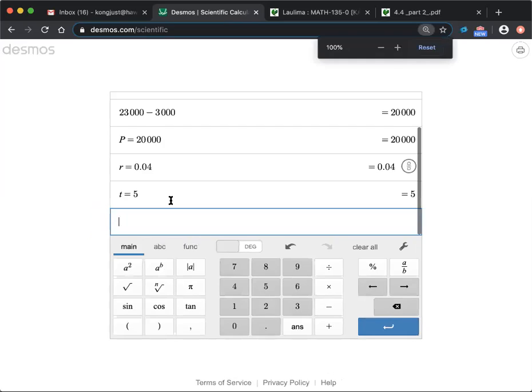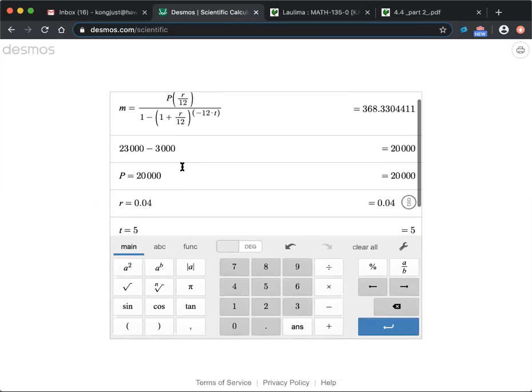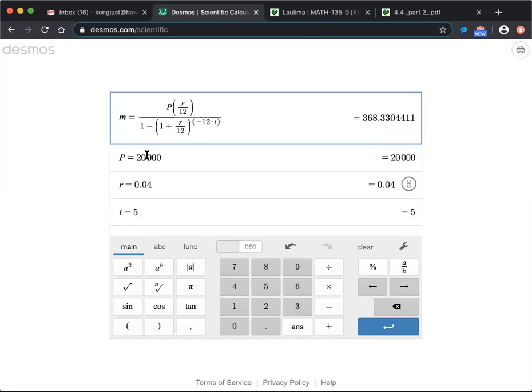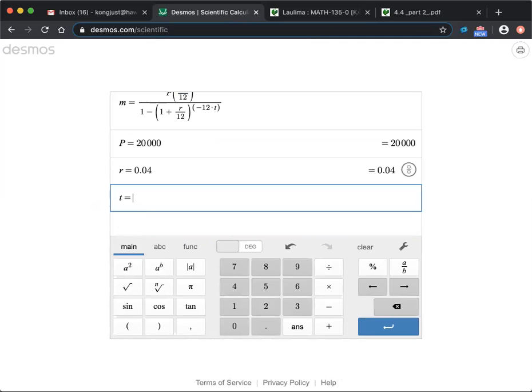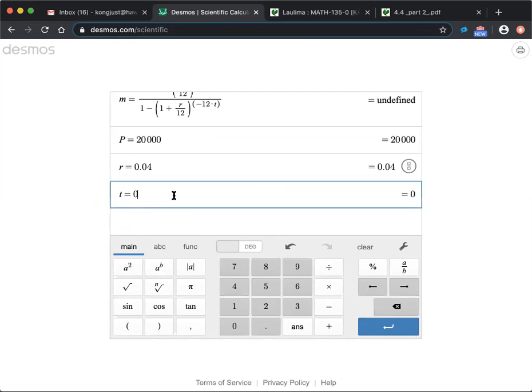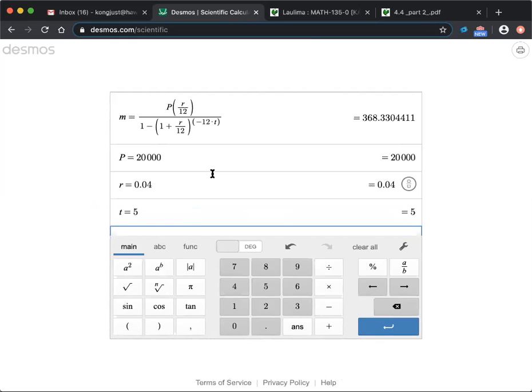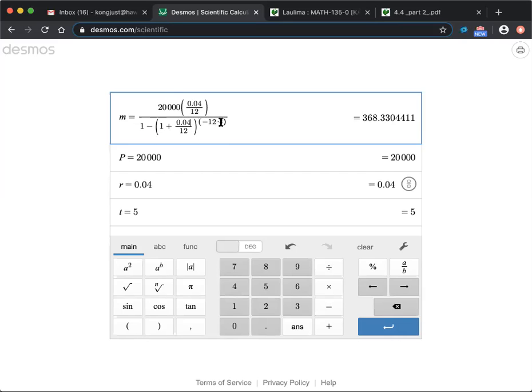Let's zoom out a little bit. Here's the formula up top. I'm going to erase this line so it'll fit nicer. I have my P, I have the R, I have the T. All I'm going to do is fill in those values. Oh, it looks like it automatically did it for me, actually. That's kind of nice. I didn't realize it did that. Or if you're doing it by hand, you just replace these with the actual numbers: 20,000, 0.04, 4, and T is 5.